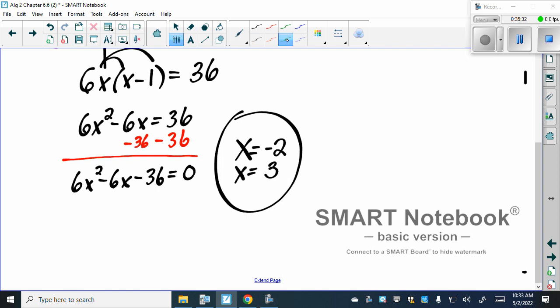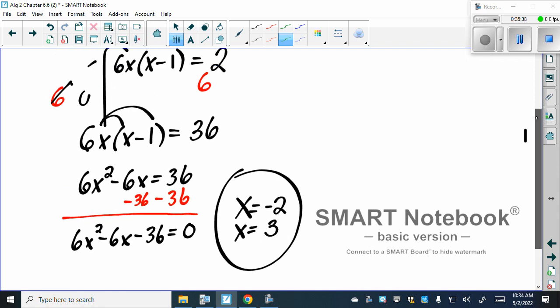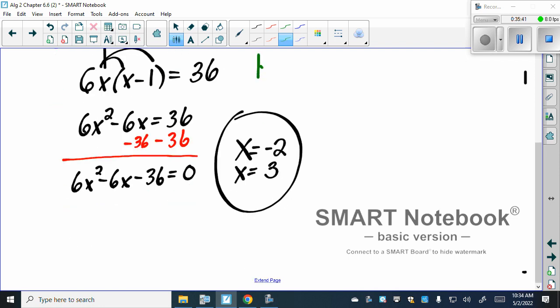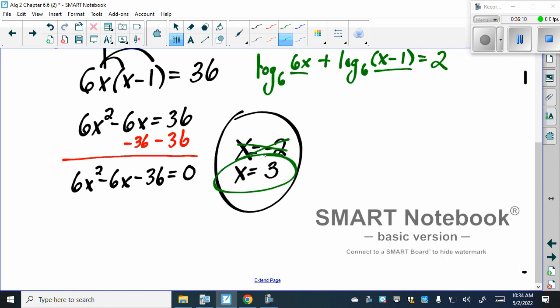Most likely, which one's not going to work? Negative 2. And the reason we can say that is because if we look back at the original problem, which is log base 6 of 6x plus log base 6 of x minus 1 is equal to 2, with our 6x and x minus 1, is there anywhere in there to counteract that negative if it was negative 2? Well, no. There's no squares. There's nothing to make it positive. So that one's not going to work. It's leaving us with x is equal to 3.